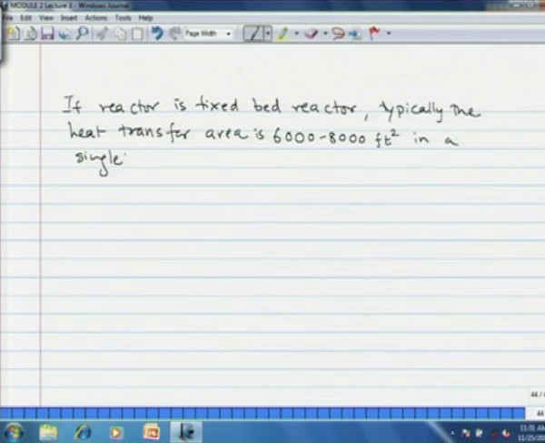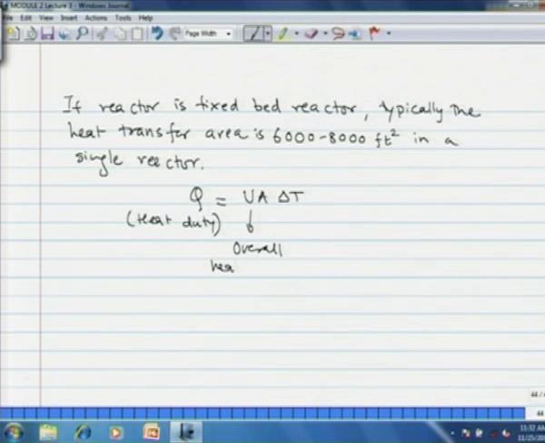Otherwise, the reactor size becomes excessively large. Now, we know the basic relation in heat transfer: Q is equal to UA delta T. Q is the heat duty of the reactor. U is the overall heat transfer coefficient. Delta T is the temperature driving force. We most of the time calculate it in terms of LMTD, and A is the area of the reactor.